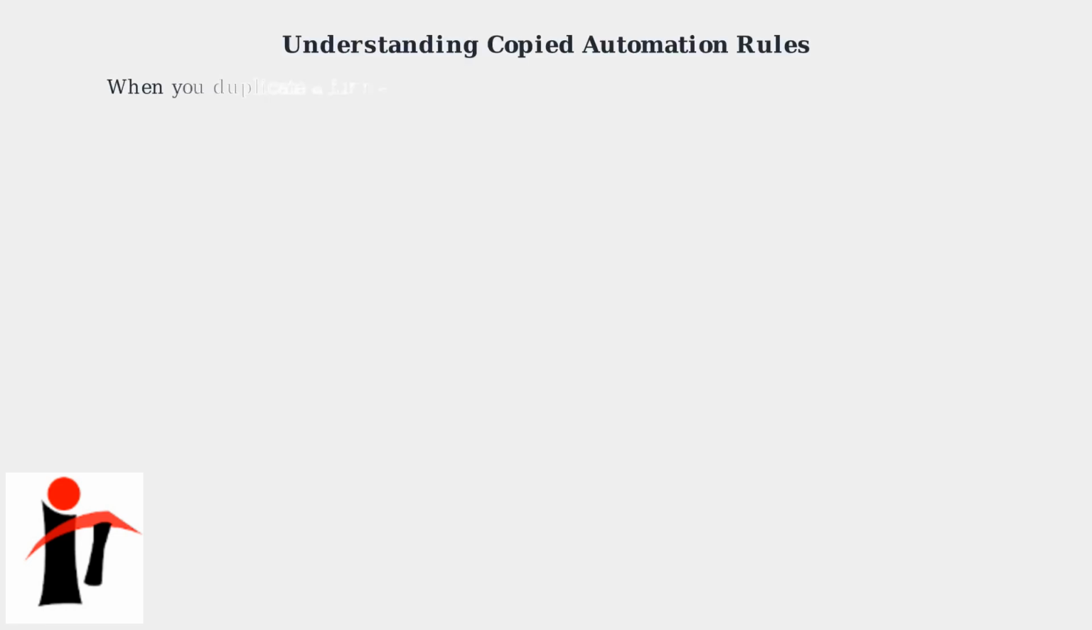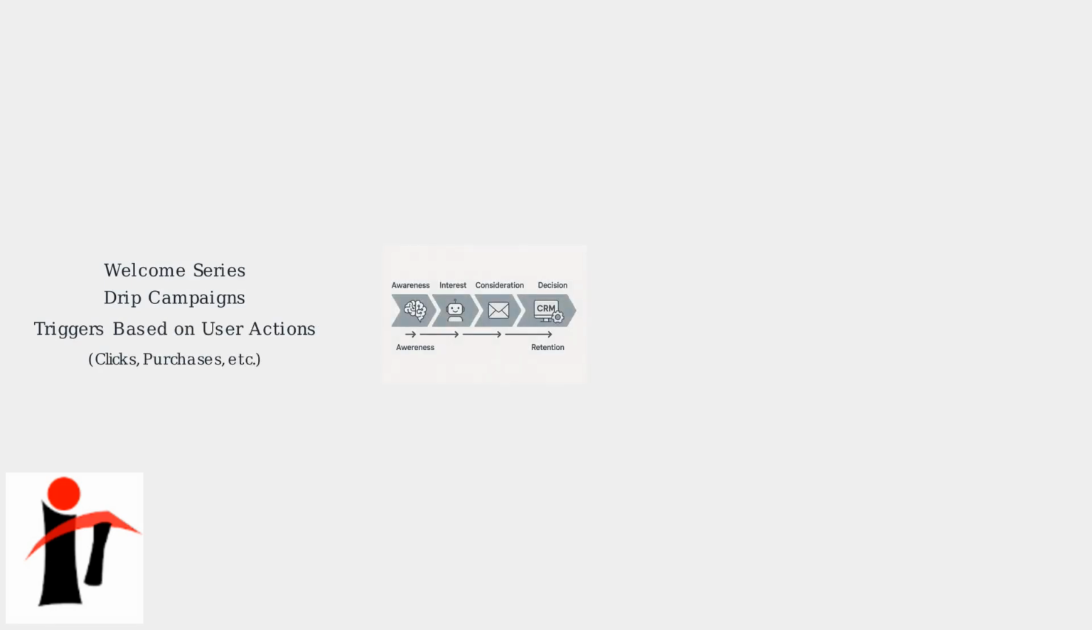When you duplicate a funnel in Beacons.ai, all automation rules are automatically copied. This preserves the entire automated workflow without requiring manual recreation. The duplicated funnel includes all automation components, such as welcome series for new subscribers, drip campaigns that send follow-up emails over time, and triggers that activate based on specific user actions like clicking links or making purchases.